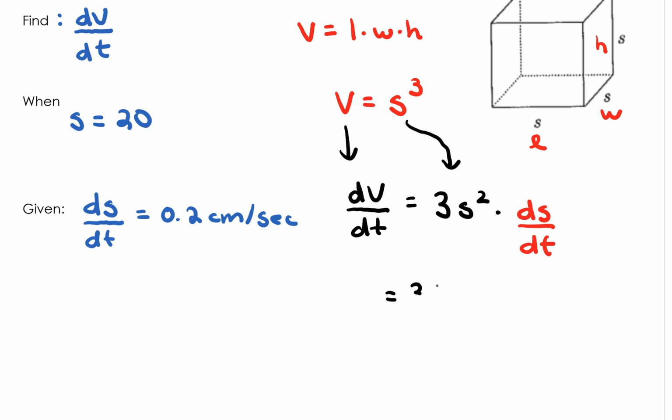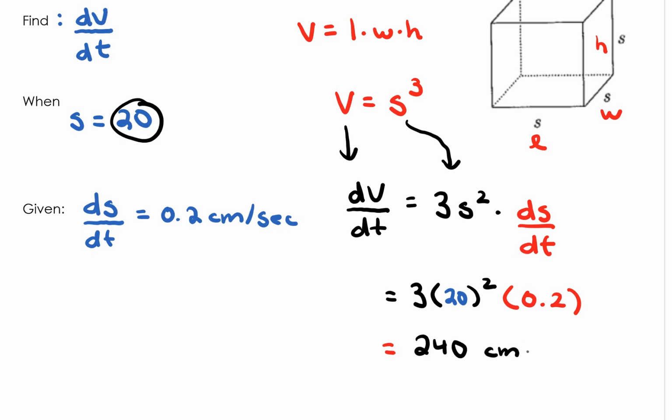After that, we just plug the numbers in here. So we have a 3, and what is s? Well, s is going to be 20 here, so I'll put a 20 for s. And we know that ds over dt is going to be our rate, which is 0.2. Then you can just plug that into a calculator, and once again, you should get 240 centimeters cubed per second.